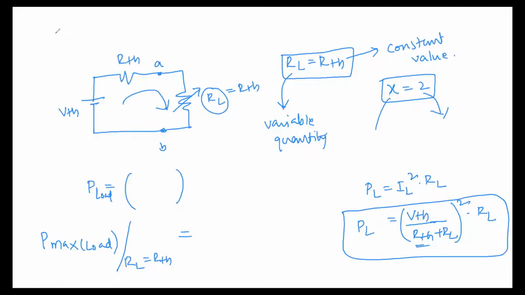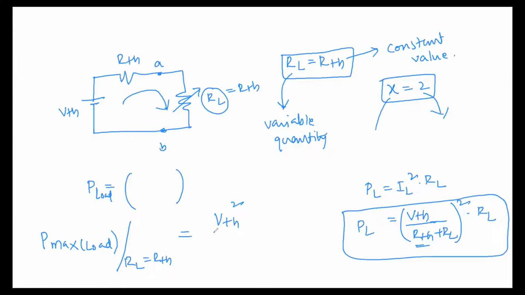What are you substituting? RL is equal to RTH, or RTH is equal to RL? RL equals RL. Okay, then do it faster. You won't get a value, you will get the equation only. Tell me the equation. VTH square by 4 RTH. That's it.